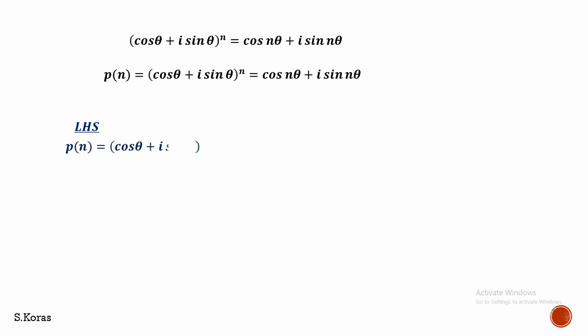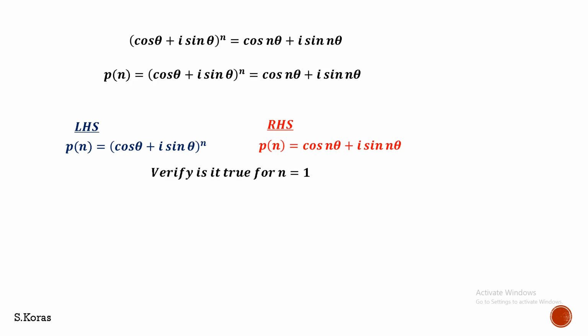The left hand side is cos theta plus i sin theta the whole power n, and according to our consideration the right hand side is cos n theta plus i sin n theta. Let us verify is it true for n is equal to 1. Let's go to left hand side first. For n, let us replace its value by 1. So P of 1 is equal to cos theta plus i sin theta the whole power 1. We know very well the whole power 1 is nothing but the same thing. So our answer will be cos theta plus i sin theta. So we have received the left hand side answer.